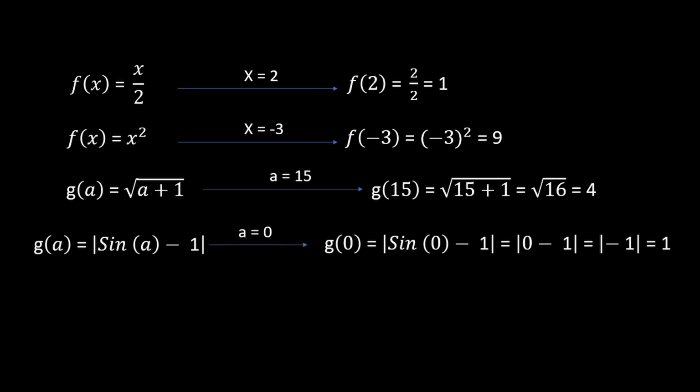One more. In the function g(a) equals the absolute value of sin a minus 1. If a is 0, then g(0) is the absolute value of sin 0 minus 1. Since sin 0 is 0, this becomes the absolute value of 0 minus 1, which equals the absolute value of negative 1, or 1.